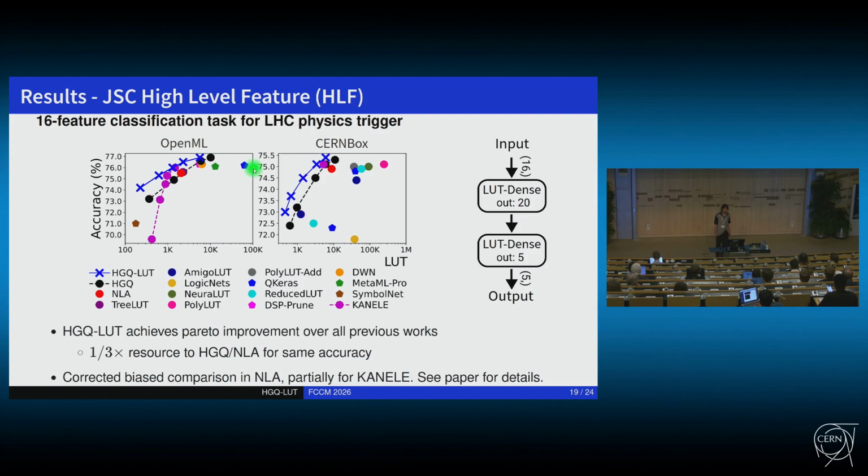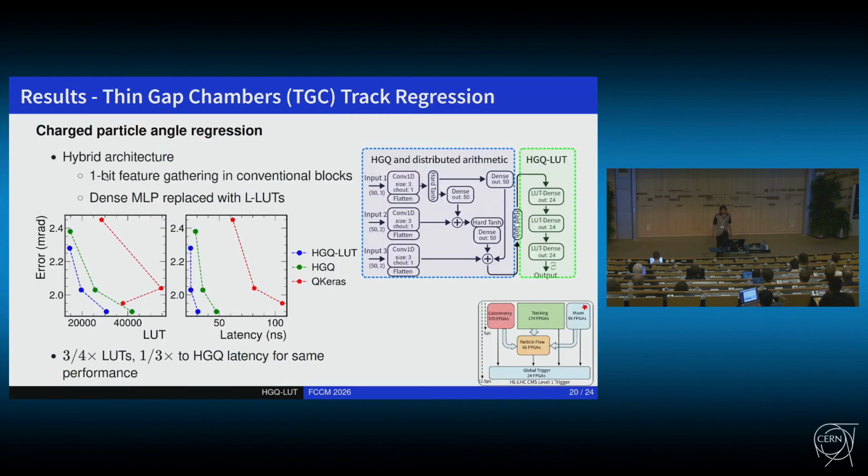These are all the works, and the black ones are HGQ, and the blue ones are HGQ-LUT. We dominate the Pareto front. And we can also combine these two approaches in one network. You can use some part of it to be conventional MATML-based, and some part of it to be lookup table-based. And again, we achieve the state of the art with the hybrid approach here.